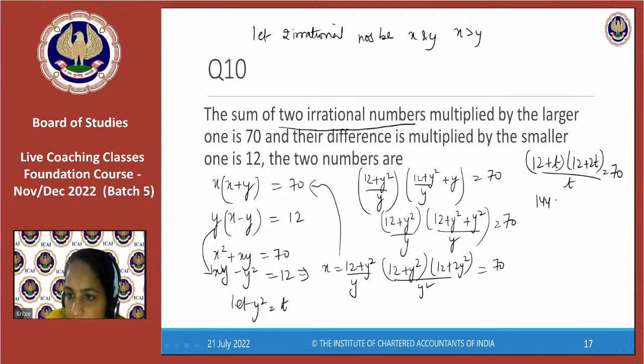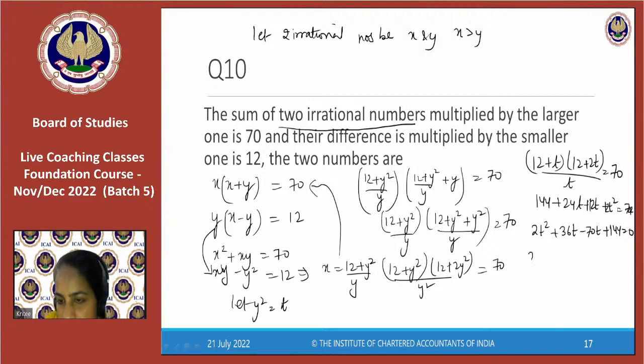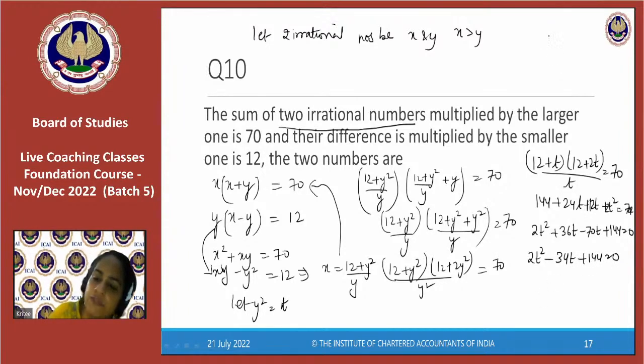144 plus 24t plus 12t plus 2t square equals 70t. Take everything on one side. 2t square plus 36t minus 70t plus 144 equals 0. 2t square minus 34t plus 144 equals 0. Factors of 144, or maybe you can take out 2 common. So t square minus 17t plus 72 equals 0.